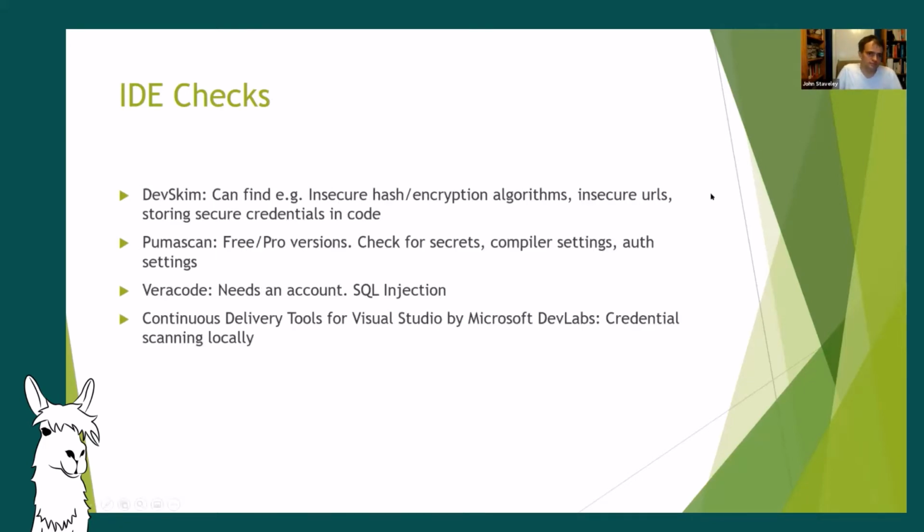The IDE checks I've looked at so far: DevSkim, which can find insecure hash and encryption algorithms, insecure URLs, and insecure credentials in code. Puma Scan has a free and pro version. You can check for secrets, compiler settings, and authentication settings in your code, and you check for SQL injection. And then there's Continuous Delivery tools for Visual Studio by Microsoft, which can do credential scanning locally, which is quite useful.